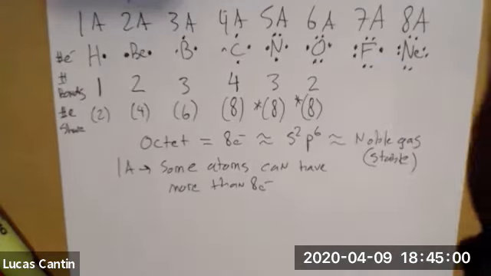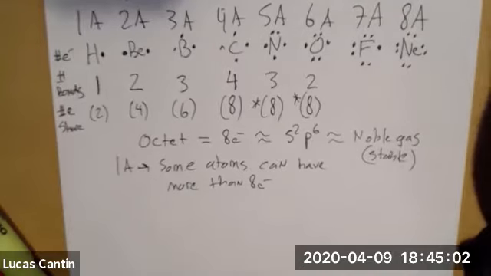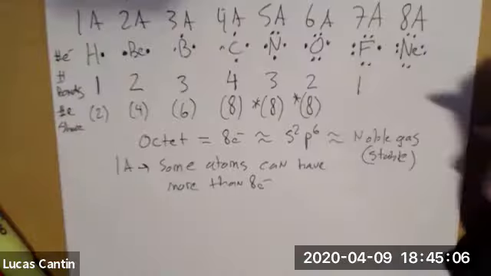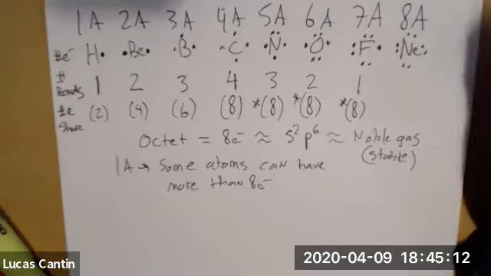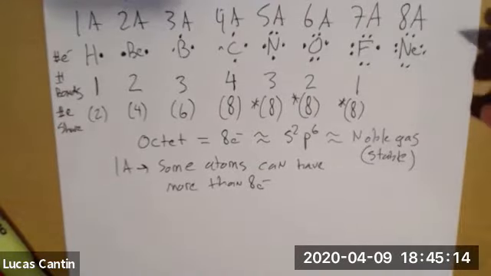Fluorine. How many bonds does fluorine want to get 8? It already has 7. 1. Just 1. Good. And it gets 8. Now, again, atoms below fluorine can sometimes have more bonds.